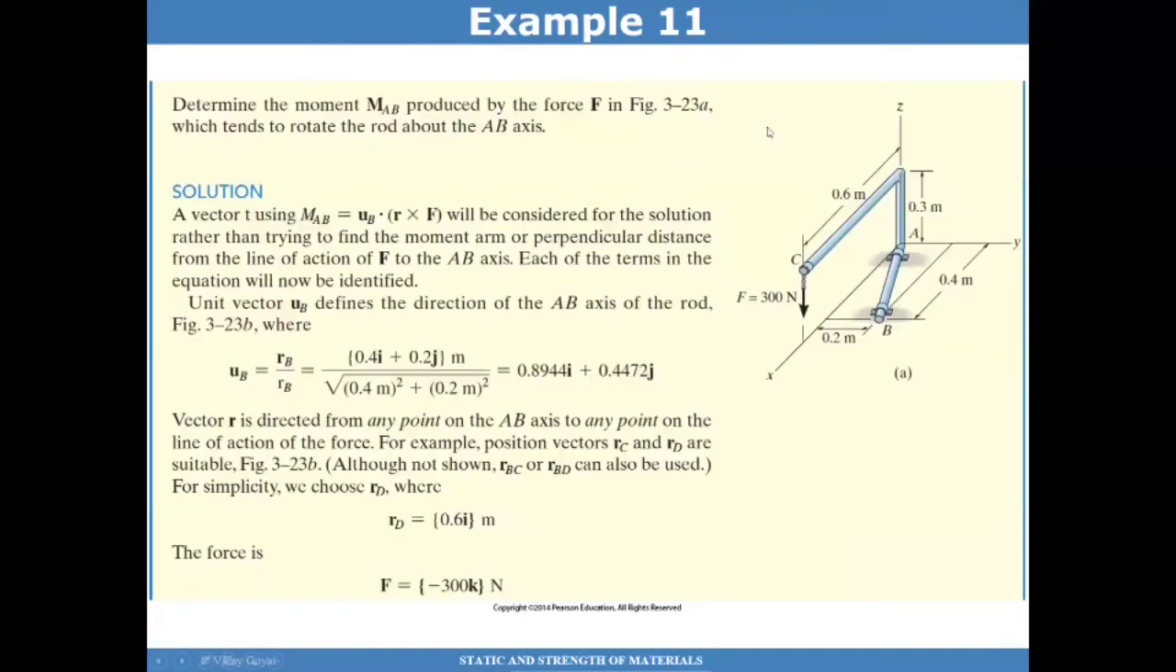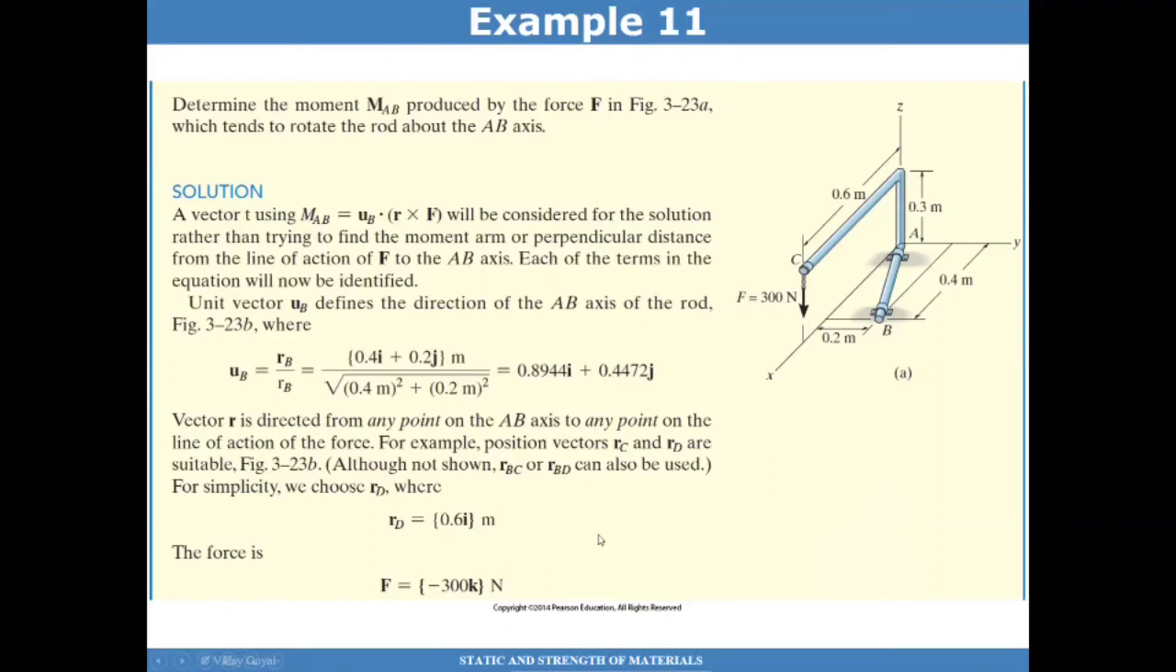Here, RD has been chosen so that it points from anywhere on the axis AB to the point of action of the force. The simplest vector you can see here is the one that points from A to the line of action of that force. That's only this distance here from A to the line of action of this force, and that's 0.6 I hat. So that's a simple way of doing it. The force F is minus 300 newtons in the z direction, but in the negative direction.